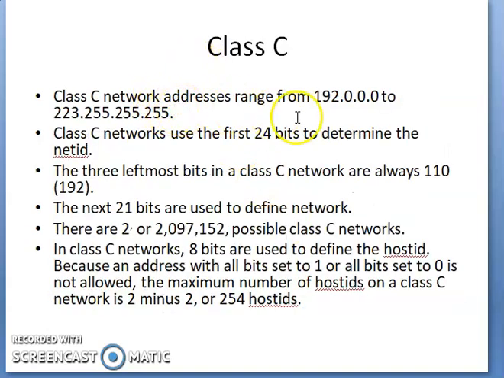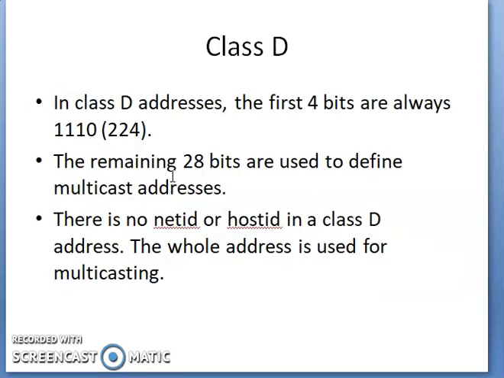Then in class C, we have addresses from 192 to 223, and a class C network is identified by 110 in the first three bits of the address. Out of the 32 bits, the first three most significant bits will be 110. Here 24 bits are used to identify the network and only 8 bits are used to identify the machine over the network. Then we have class D.